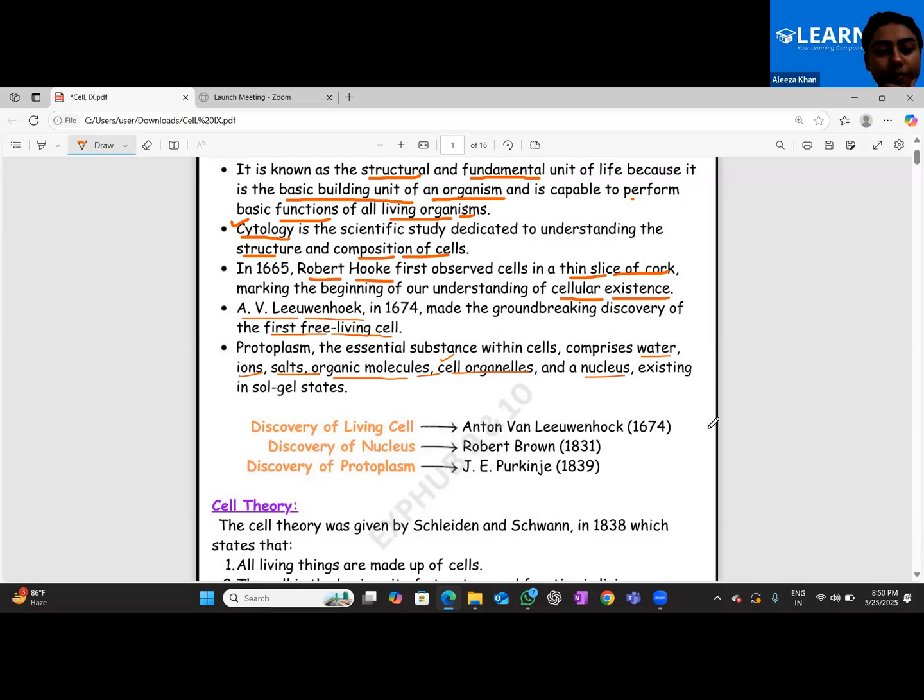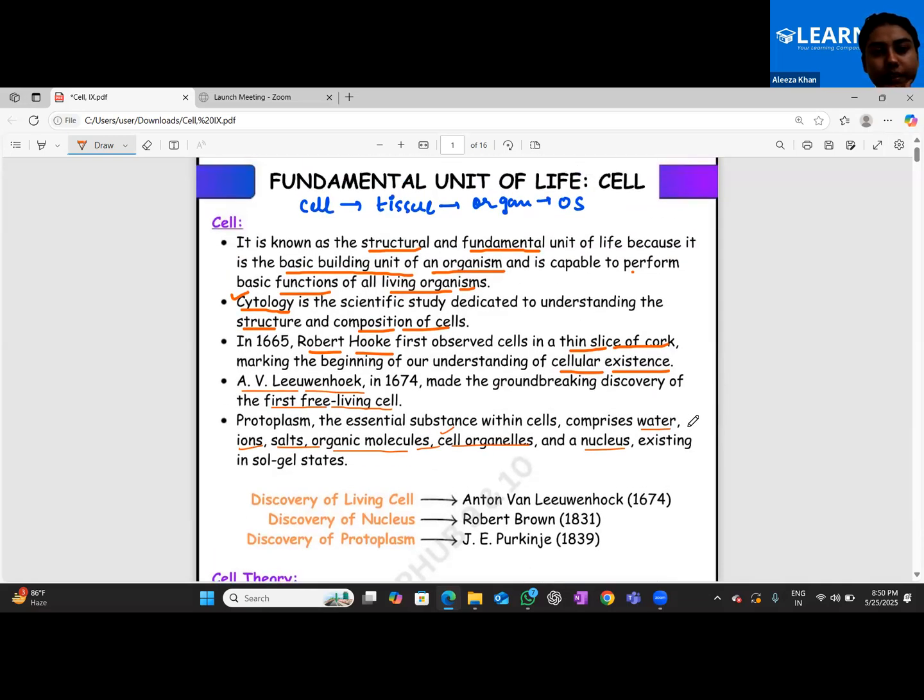Please write the names of these scientists, and write the definition of the cell and why we are calling it the basic unit of life. Just write this point in your notebook along with the names of these scientists. Robert Hooke is one of the scientists who discovered the cells. And just write cytology as the study of the structure and composition of cells. Just in short.